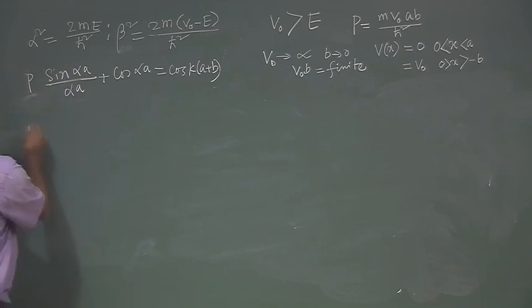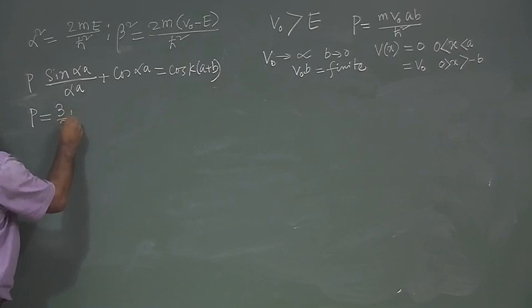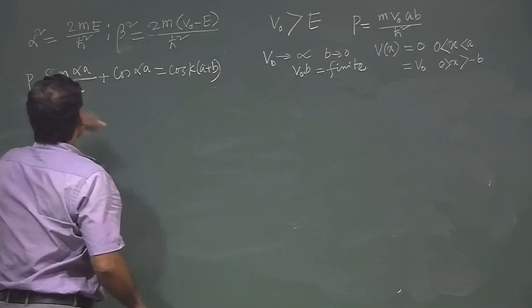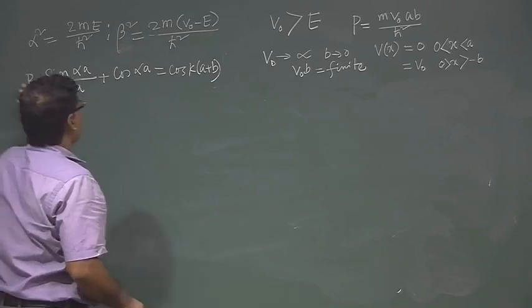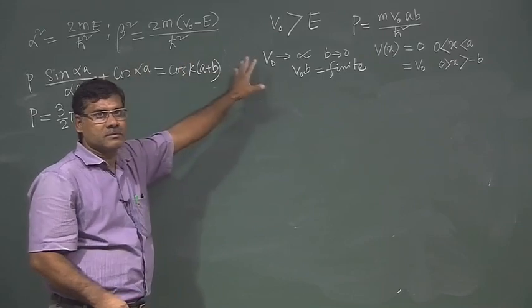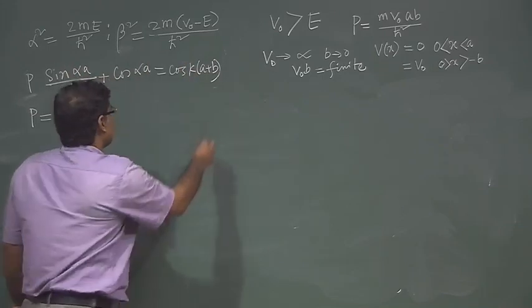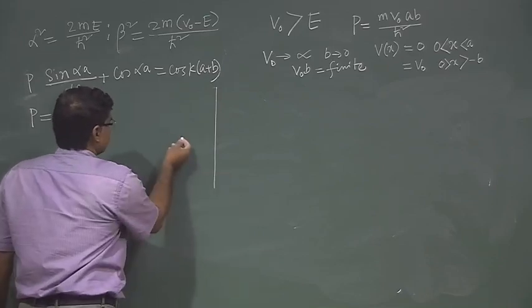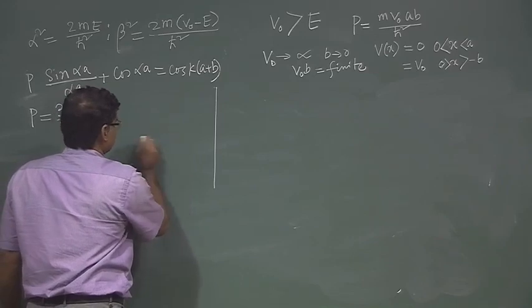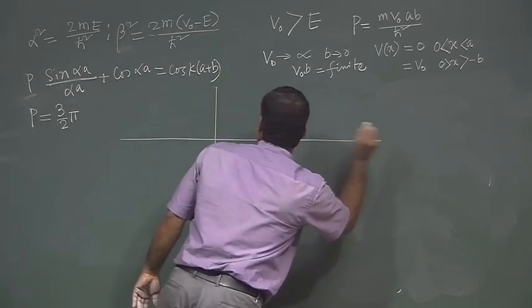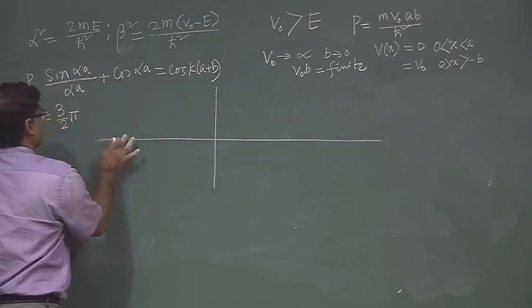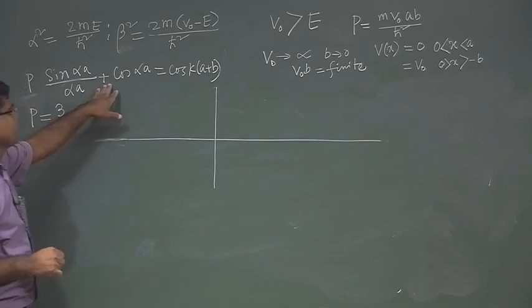So, if I take p equal to some value, say 3/2 pi, and then for this value, if I plot this equation, so if I plot this, so what is it telling?